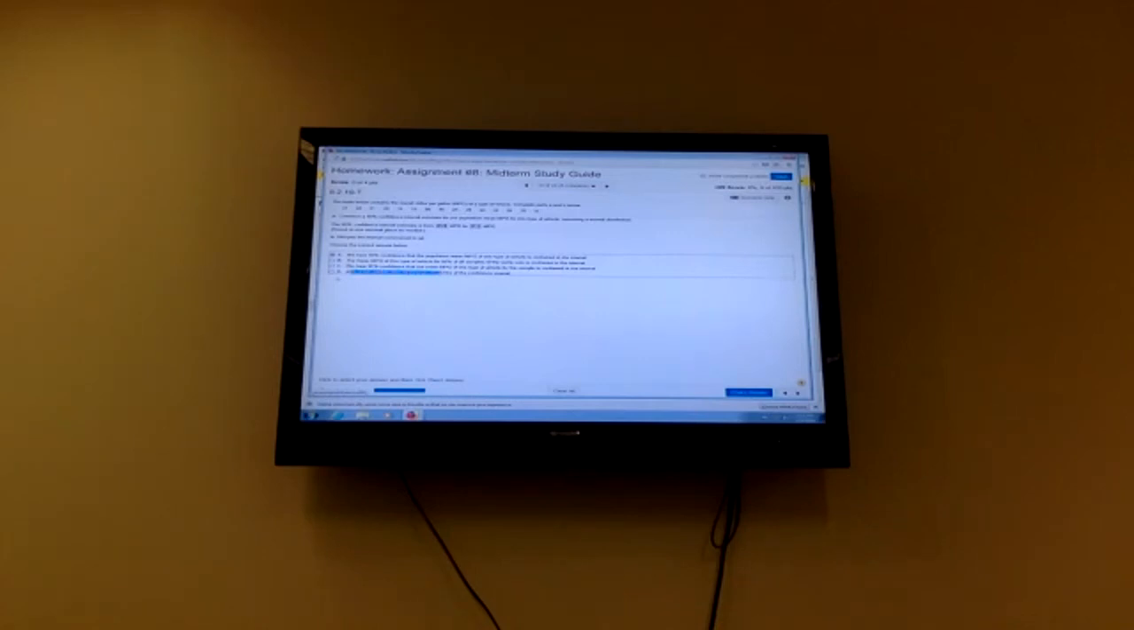D, 95% of the sample data fall between the limits. We don't use sample data. We use the mean of our sample data. All right, so it would be the first one.